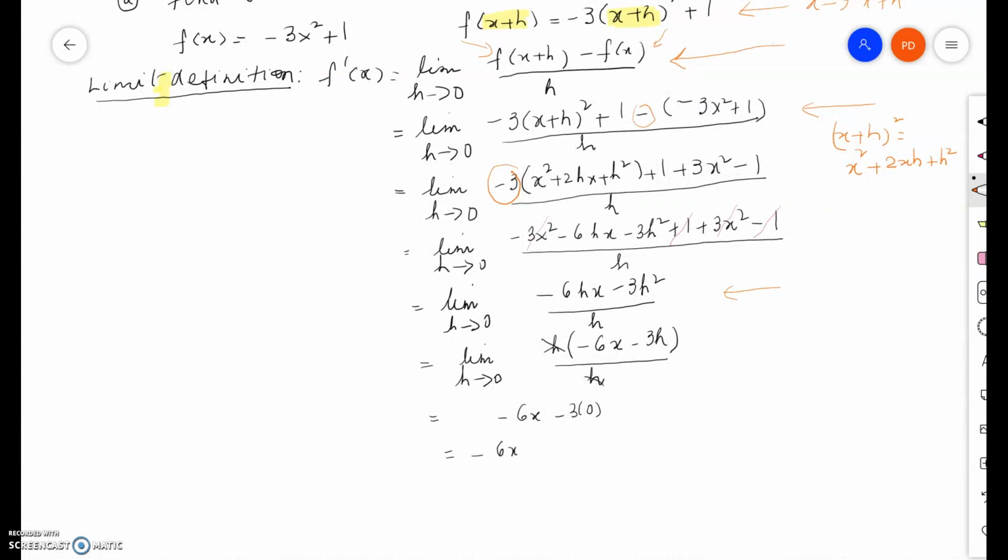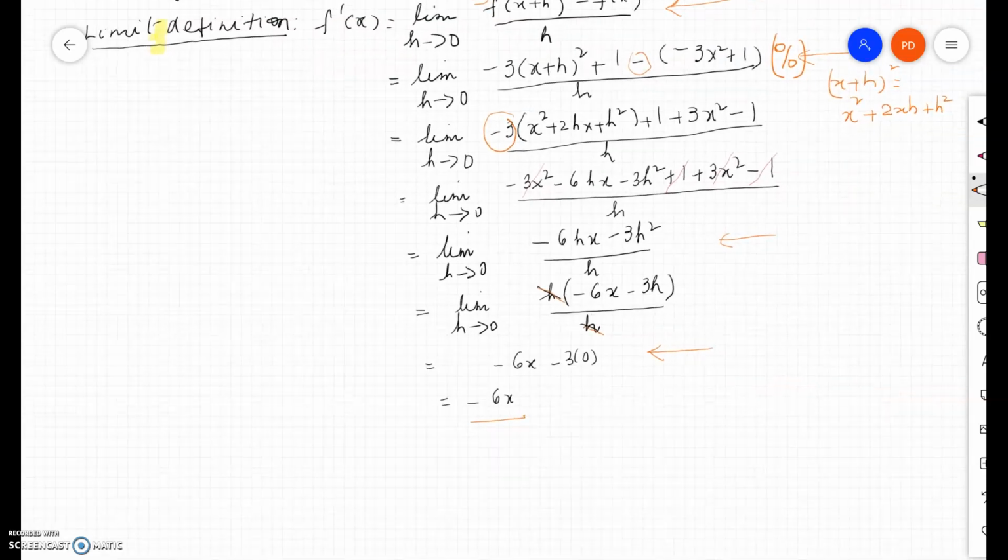Remember that the whole idea of doing all this is that initially when we try to substitute the limit, we get 0 over 0. And the 0 in the numerator and the denominator is because of the h. So that's what we're trying to do, factor the h out. And unless you factor it, do not cancel. Factor it out and then cancel the h. And once the h is cancelled, we can find the limit by substitution. So when we substitute, we get negative 6x minus 3 times 0. So that's negative 6x.